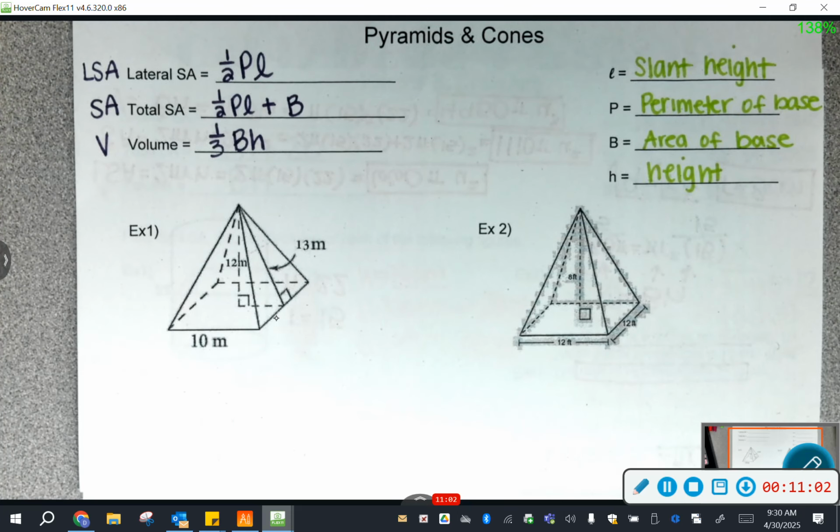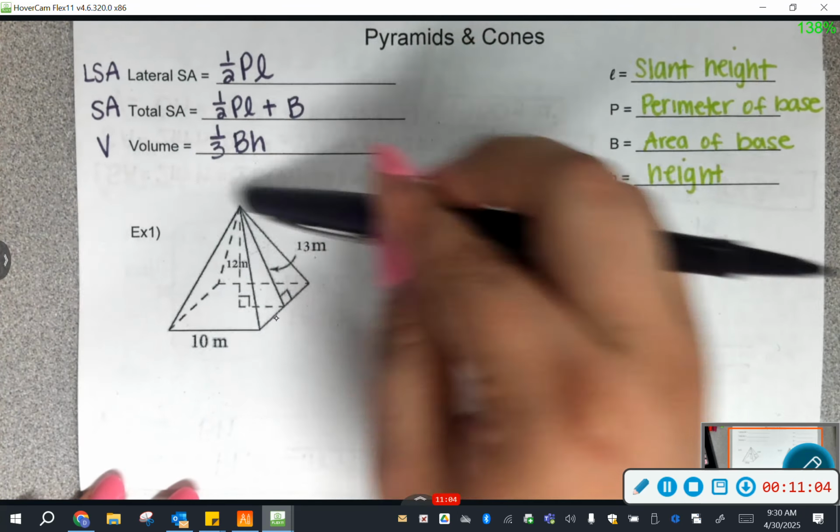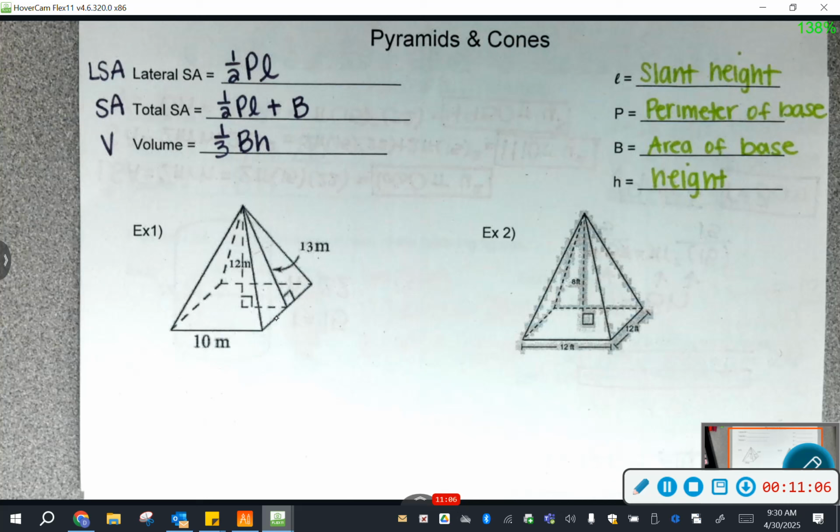Okay. Again, these will always be given to you. You do not have to have them memorized. All right? So now let's solve these problems right here.